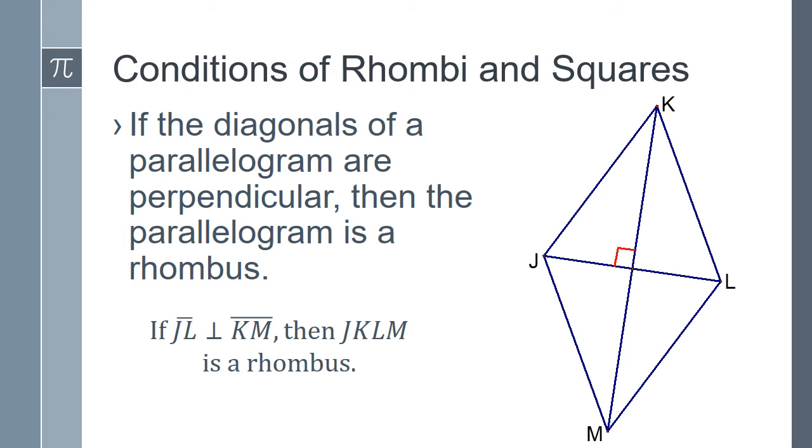This is weird. All right, conditions of rhombuses and squares. So we talked about this. If the diagonals of a parallelogram are perpendicular, the parallelogram is a rhombus.